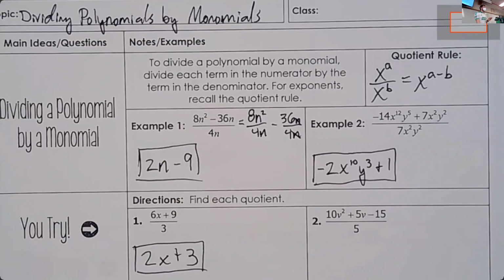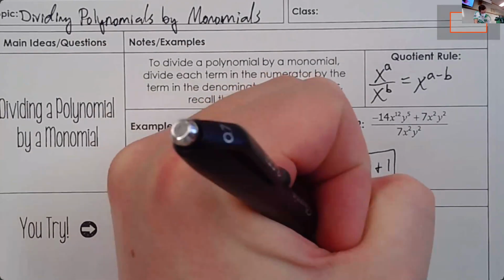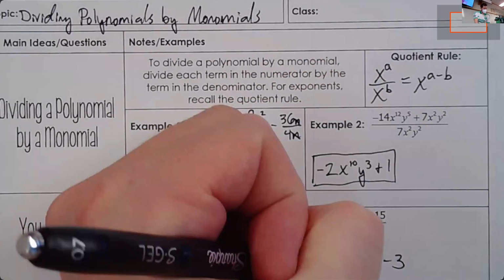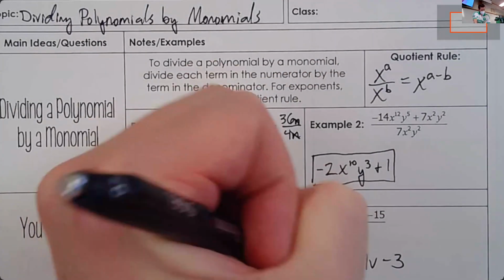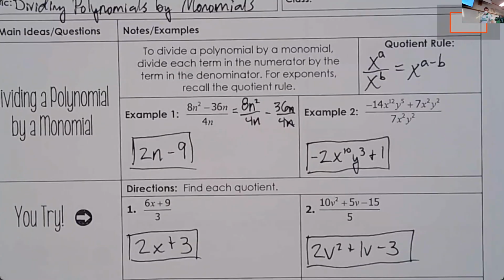How about number 2? Somebody else? Gabriella, what do you have? Exactly. 2v squared plus 1v, or plus v, minus 3. Again, we're just dividing by a regular number here. So 10 divided by 5 is 2, keep the v squared. 5 divided by 5 is 1, keep the v. Negative 15 divided by 5 is negative 3.